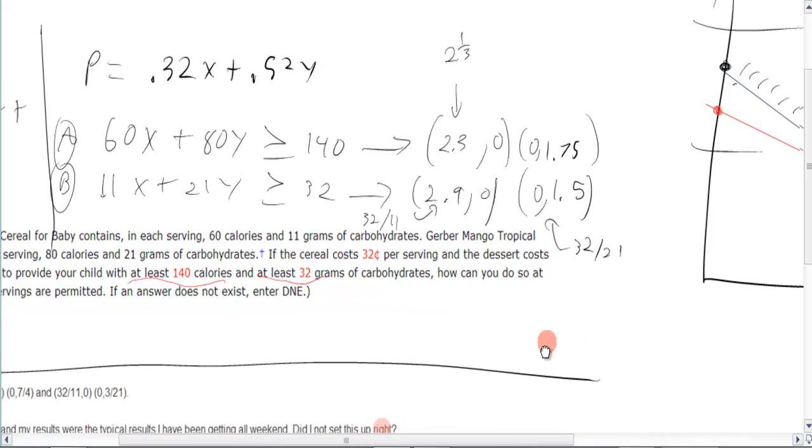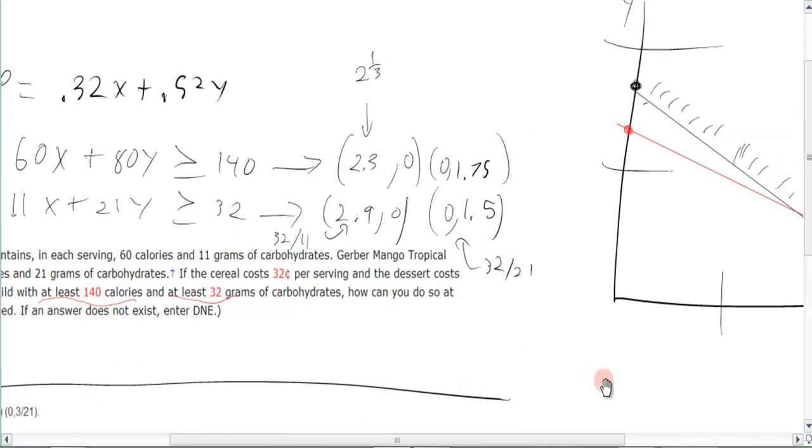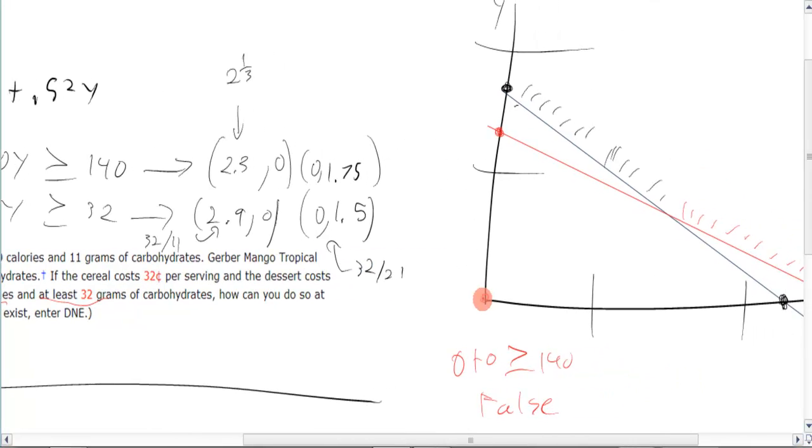So the greater than. Then I went to shade, so I did my test points. Test point is 0, 0. When I substituted 0, 0 into my A equation, 0 plus 0 is greater than or equal to 140. That is false, so I do not shade towards 0, 0. Do not shade towards the test point. I'm going to shade away from it.